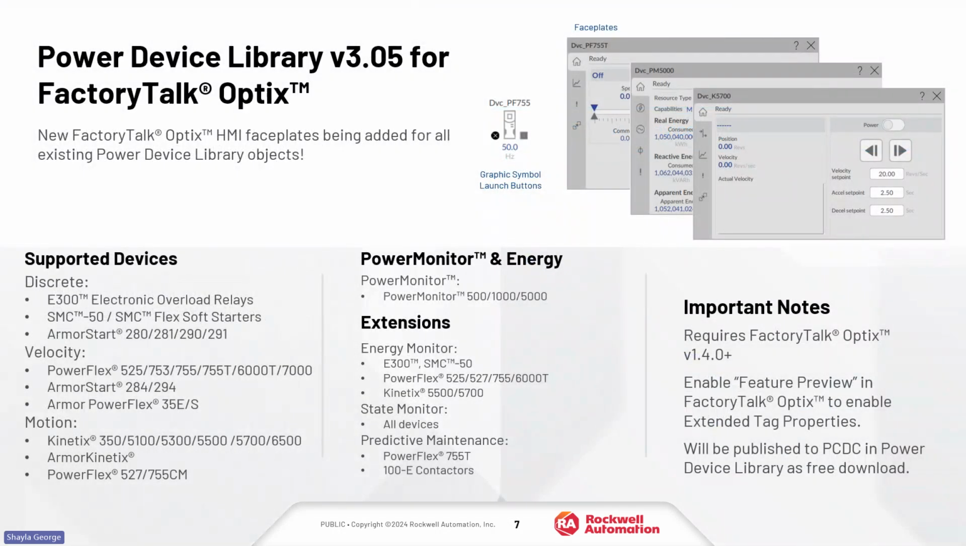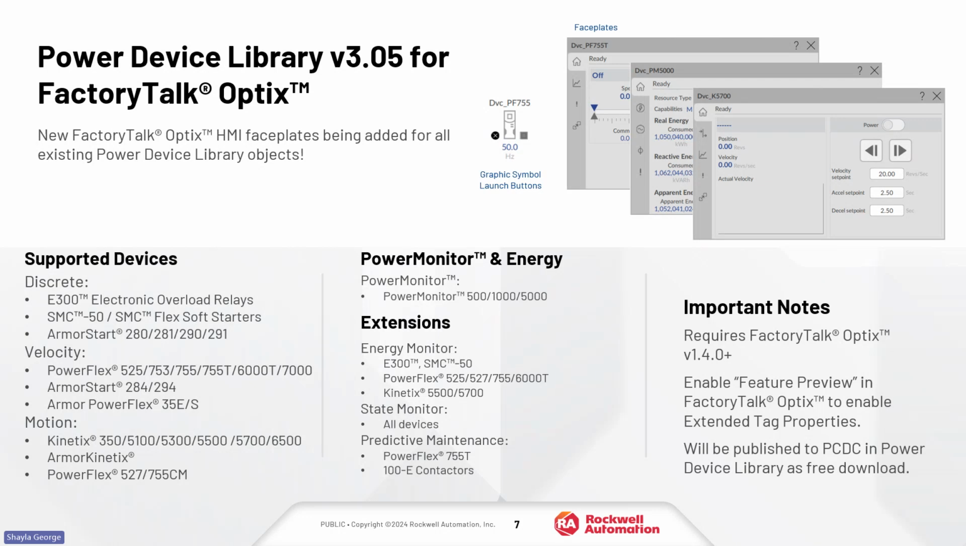So for the power devices, this was version 3.05 of that library. And in the top right corner, you'll see what some of those faceplates look like. Examples of the supported devices that have faceplates compatible with Optics would be your E300s, the PowerFlex drives, like your 525s, the 755 family, some of your 6000T and 7000 drives. There are also device libraries for the motion drives, so Kinetix and ArmorKinetix drives, power monitors, and different things of that nature.